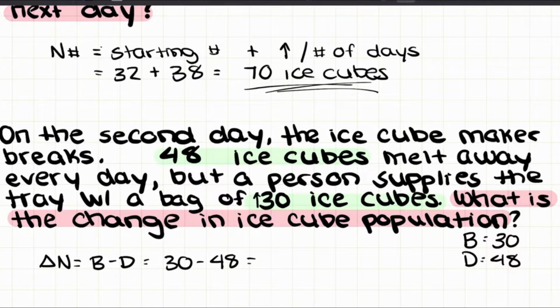Okay. We're going to get negative 18. This negative is super important. Do not drop this. A growth of negative 18, or a change in population size of negative 18, means that the population is decreasing by 18 ice cubes per day.